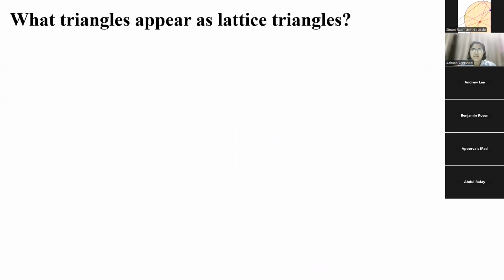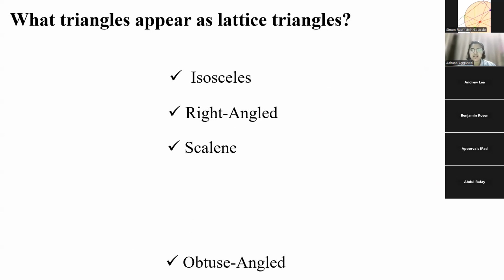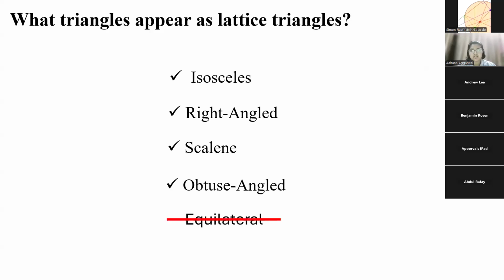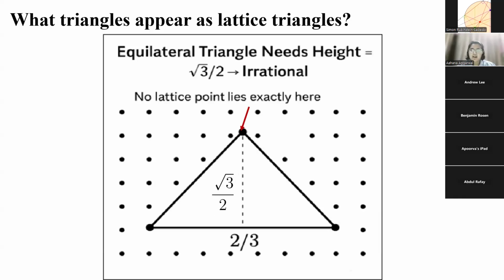But the question is, what triangles appear as lattice triangles? Isosceles triangles do, right angle triangles do, scalene do, obtuse angle do, but there's a famous result that equilateral triangles do not appear as lattice triangles. This is because an equilateral triangle requires its height to be a multiple of root 3, which is an irrational number, and no lattice point exactly lies with an irrational number.